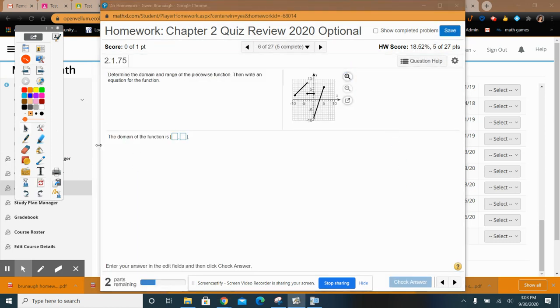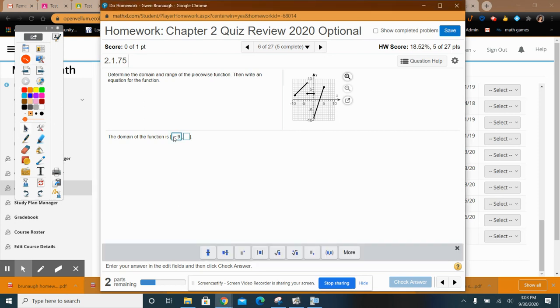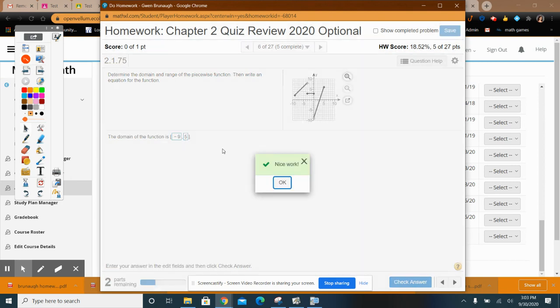Okay, we're going to do domain and range of the piecewise. The domain is left to right, what x is allowed to be. And it's starting here at -9. -9 is the smallest value, and it keeps going to the right, and it stops here at x equals 5.